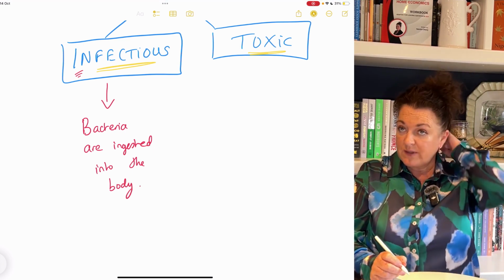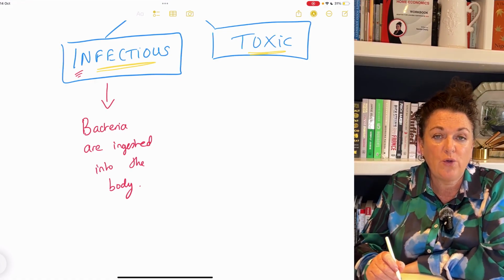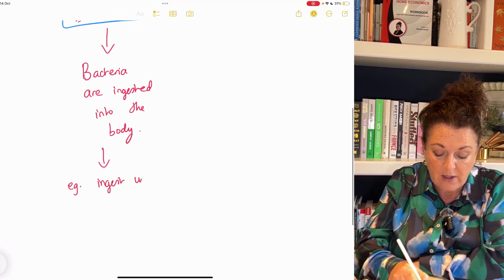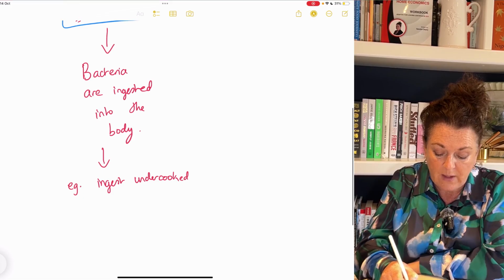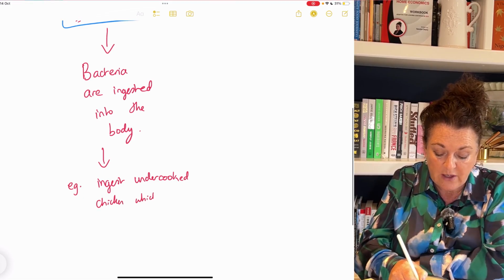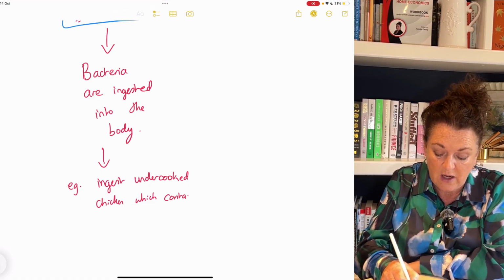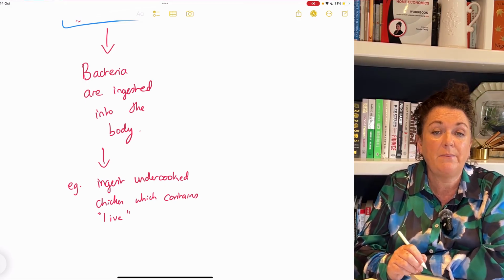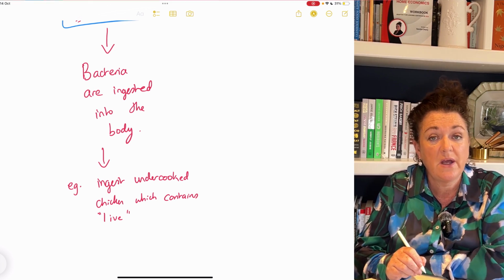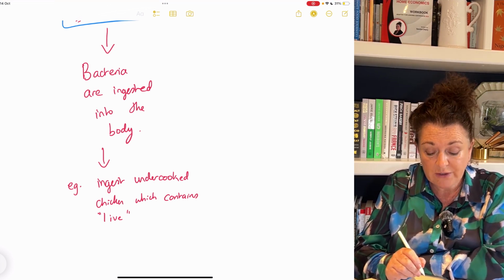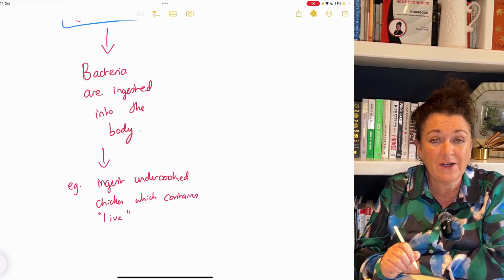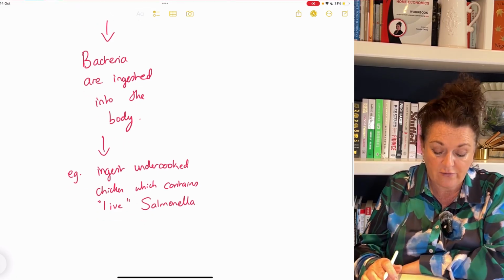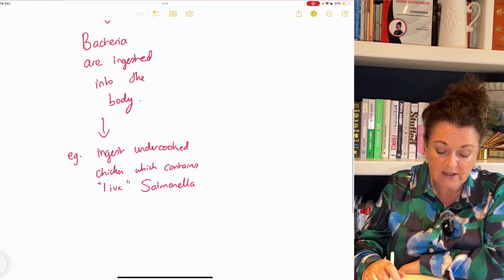How could that happen? Say, for example, you were in a restaurant, you ordered a chicken dish, and the chicken was undercooked. So, for example, you ingest undercooked chicken, which, if it's not cooked in the center, contains live bacteria. Now, a lot of people think that salmonella is the main bacteria in raw chicken. It's not. According to the FSAI, the Food Safety Authority of Ireland, you are twice more likely to find Campylobacter bacteria in chicken than salmonella. But I suppose salmonella is the one that we talk about most, so we'll stick with the one that you're familiar with. So you ingest undercooked chicken, which contains the live salmonella.